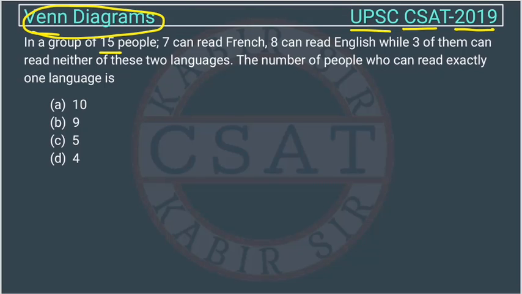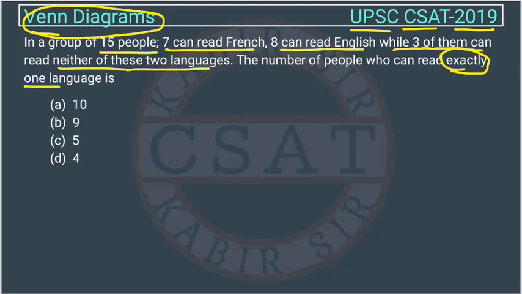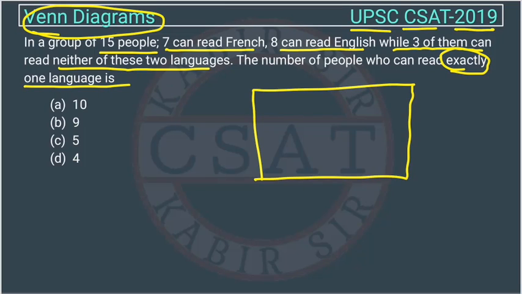In a group of 15 people, 7 can read French, 8 can read English, while 3 of them can read neither of these two languages. The number of people who can read exactly one language is, right? So now we will draw the Venn diagram. Okay, so this is a Venn diagram. So the total number of people is 15, right?